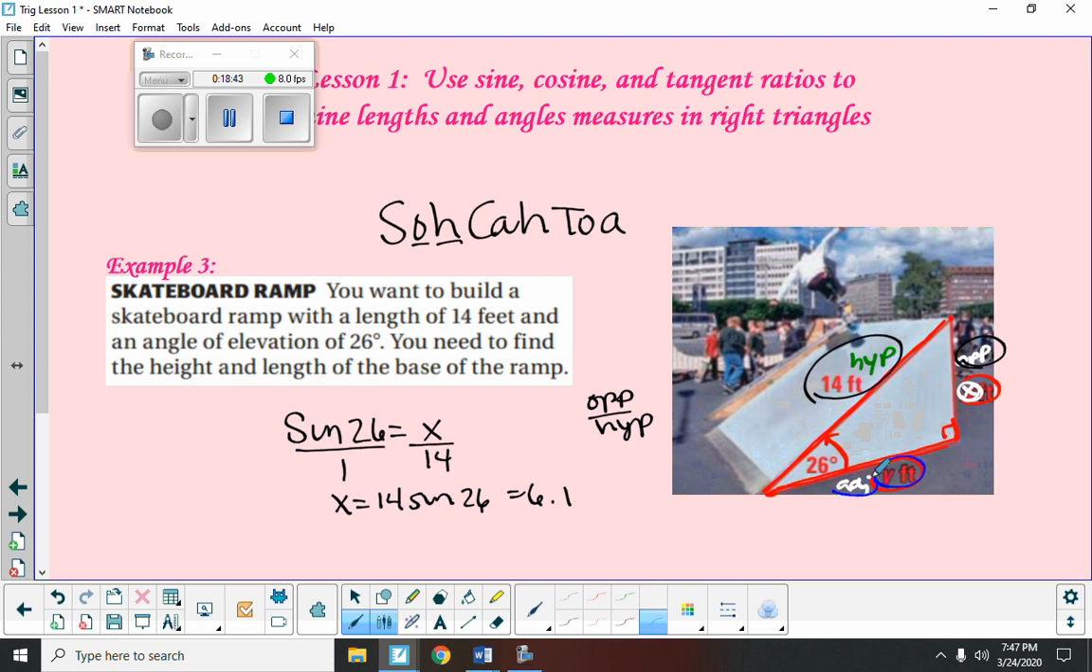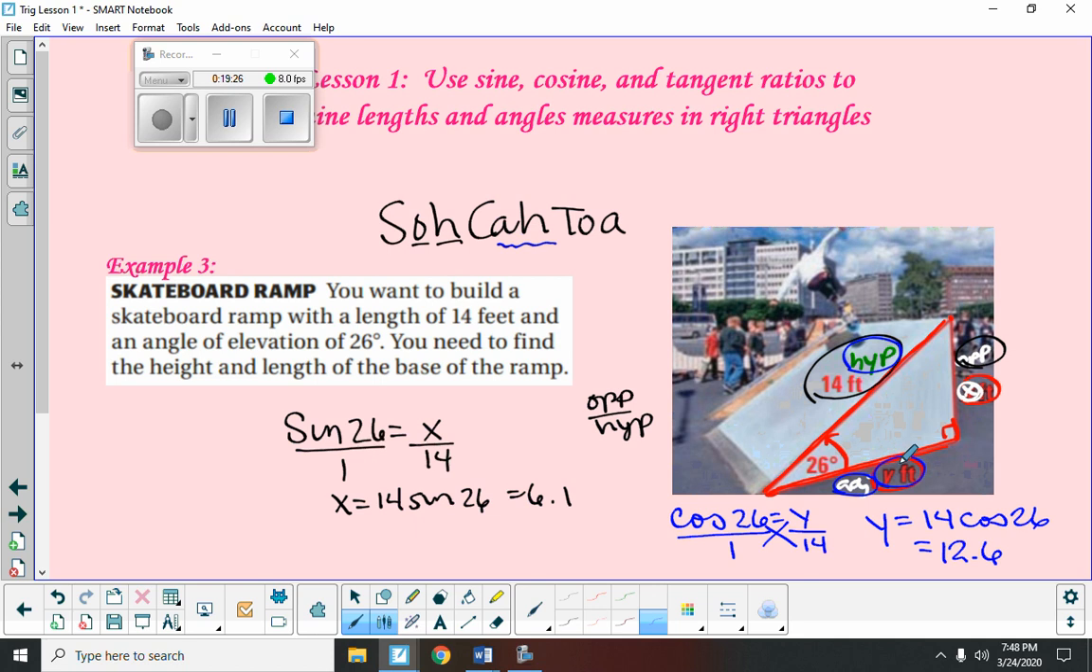All right, now let's find the other side, y. Okay, so y is the adjacent, and again, we'll use the one that they gave us, the hypotenuse. So adjacent and hypotenuse would be cosine. So the cosine of 26 equals the adjacent over the hypotenuse. And now we cross multiply. So y equals 14 times the cosine of 26, which is 12.6. So that's what y, the length of the base, is: 12.6.